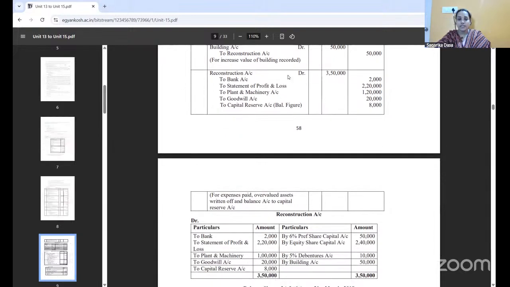This is how we will enter the journal entries for the internal reconstruction.